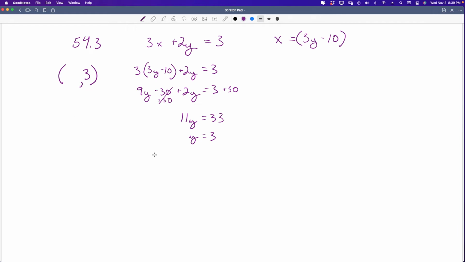Now I've got to find the x. So now I just take my y is equal to 3 and I put it in up here. 3 times 3 minus 10, 9 minus 10, negative 1. So x is negative 1. See how easy that is? You guys can do this. I have every faith.